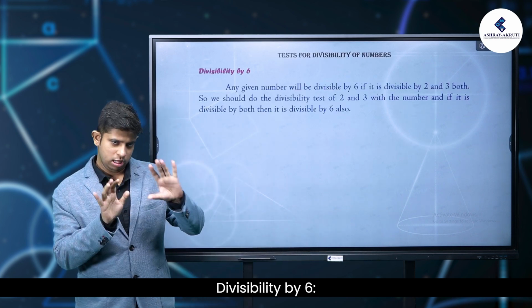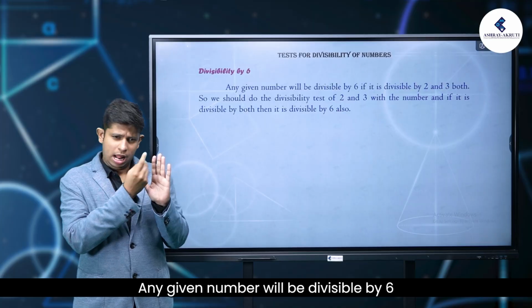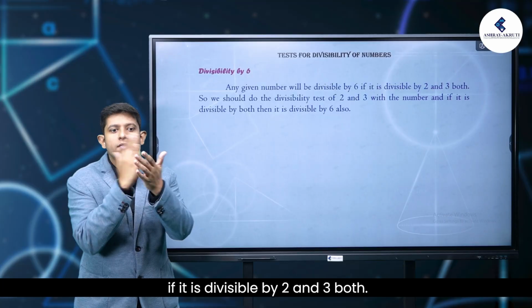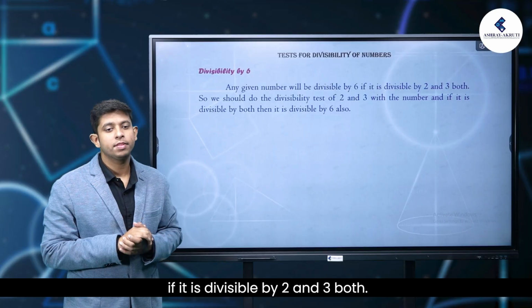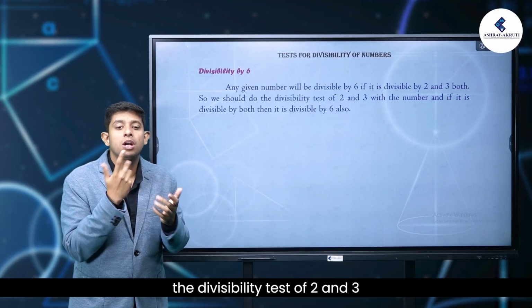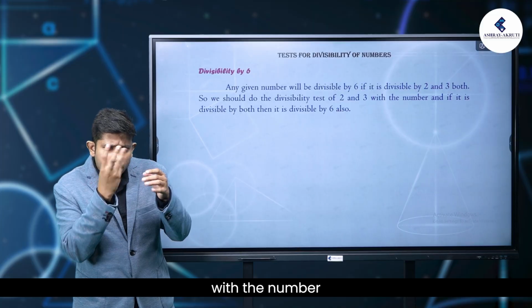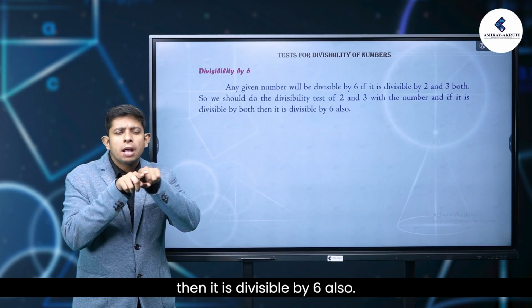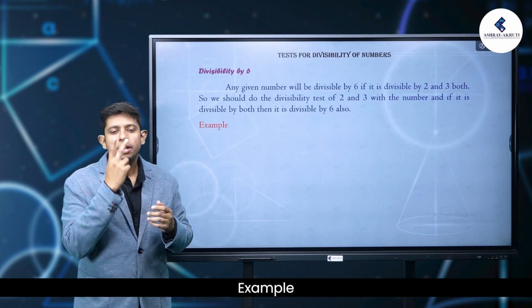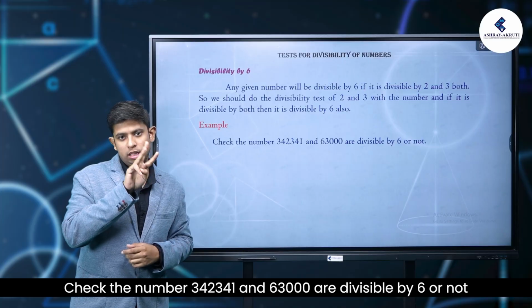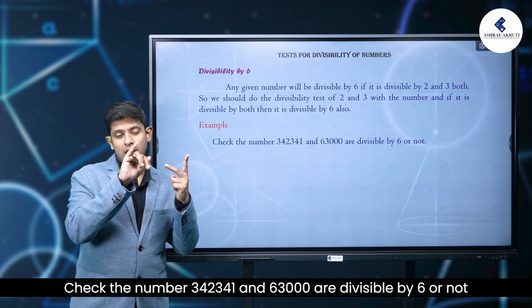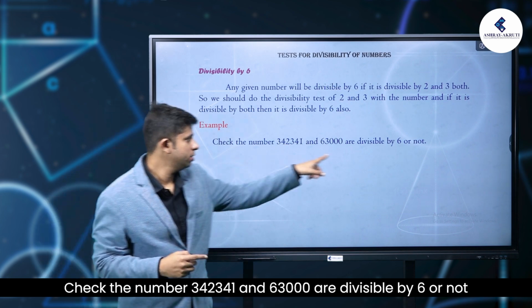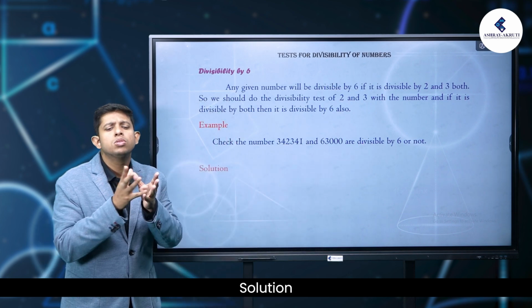Divisibility by 6. Any given number will be divisible by 6 if it is divisible by both 2 and 3. So we should do the divisibility test of 2 and 3 with the number, and if it is divisible by both, then it is divisible by 6 also. Example. Check whether the numbers 342341 and 63000 are divisible by 6 or not. Solution.